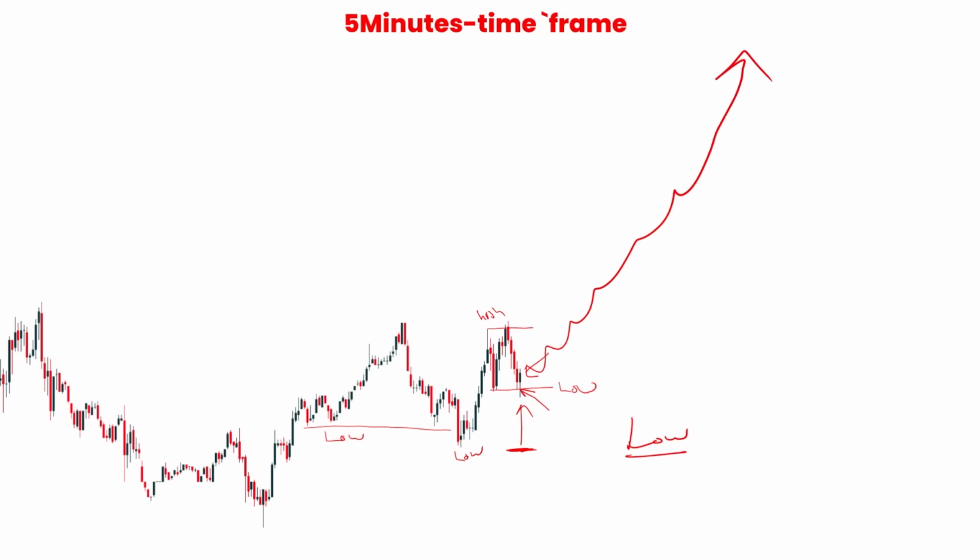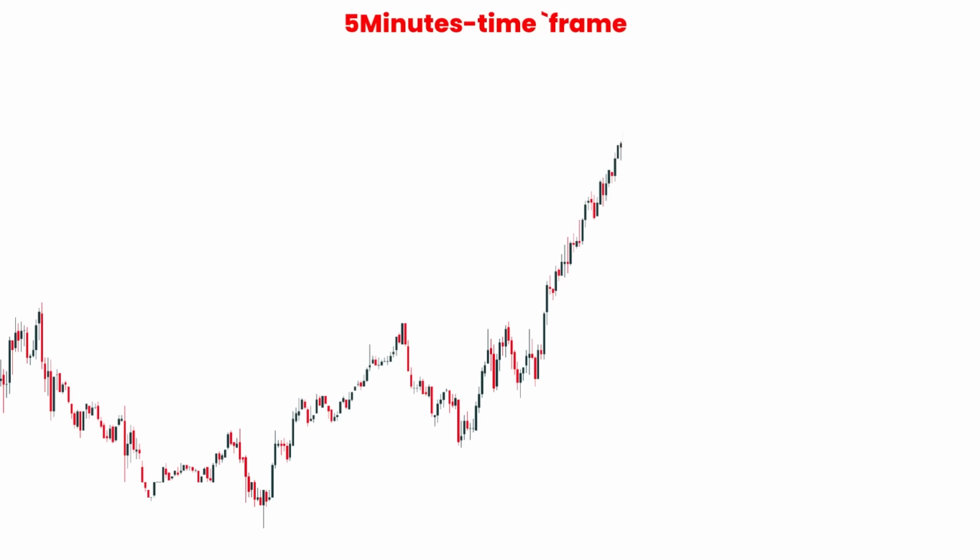So let's see how price has moved from here. We can see that price never stopped to shoot to the upside. It just shot to the upside very aggressively. And in this area, you can still find some minor entry points from here.